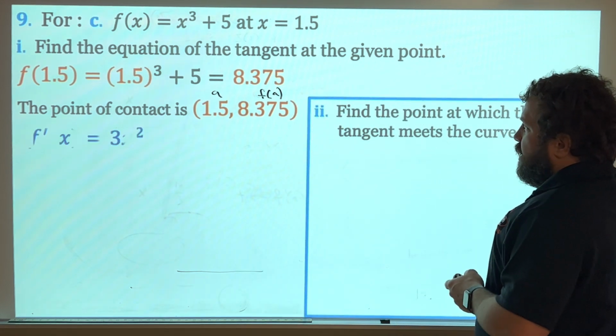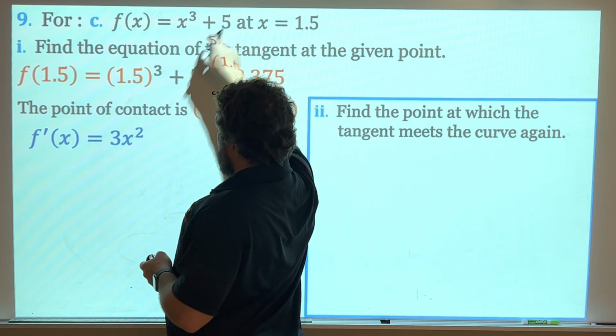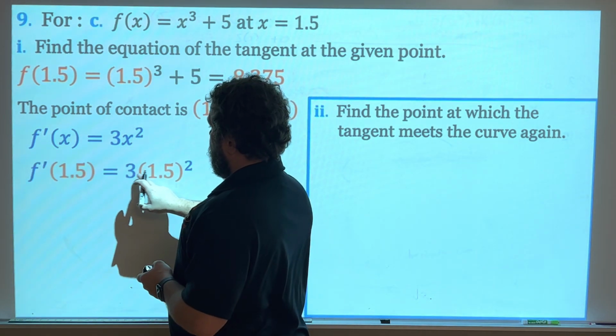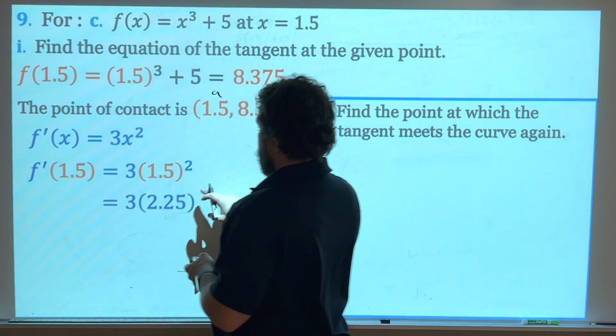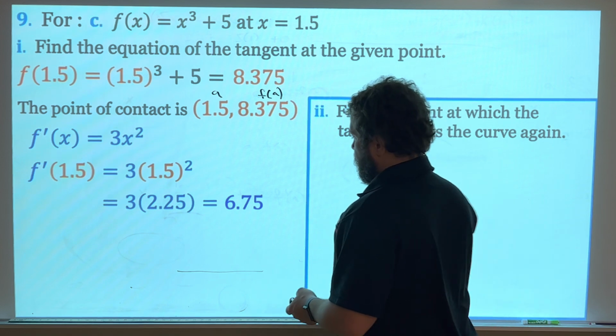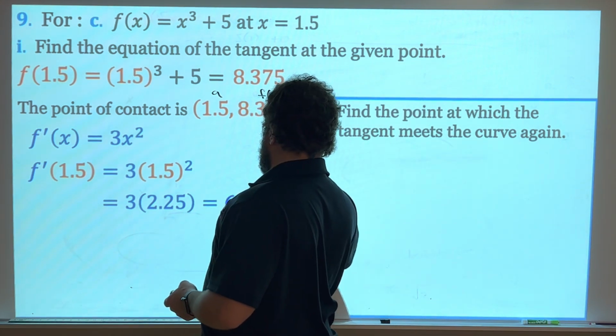All right. Next thing I do, I derive this equation. 3x squared plus 0, which is 3x squared. I'm going to plug my A in to get f prime A. 3 times 1.5 squared gives me 3 times 2 1/4, which is 6.75. This right here is my f prime A.